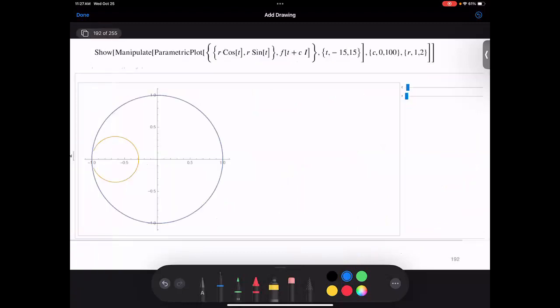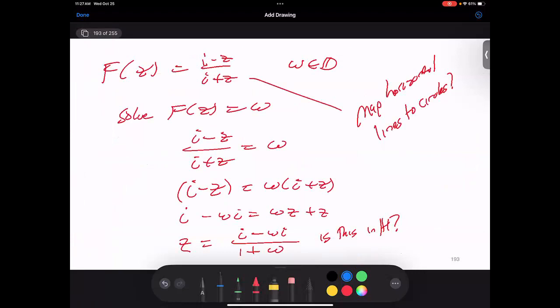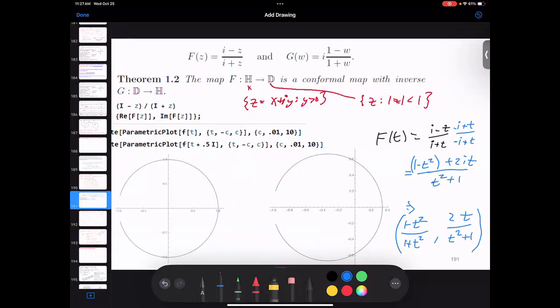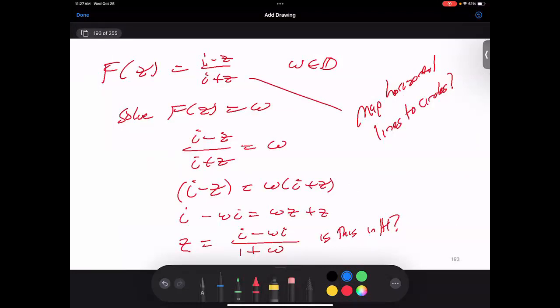All right, so here are some other ones that you can play with. I've got the Mathematica code here that you can just grab and play with. Here is a nice map. f of z is i minus z over i plus z. That's exactly what we had a moment ago, right? And this is just going through the algebra and saying, let's say I give you some w in the unit disk. Can I find a z that's sent to that w? And after you do some algebra, we get z is i minus wi over 1 plus w. So we have found a z that's sent to w.